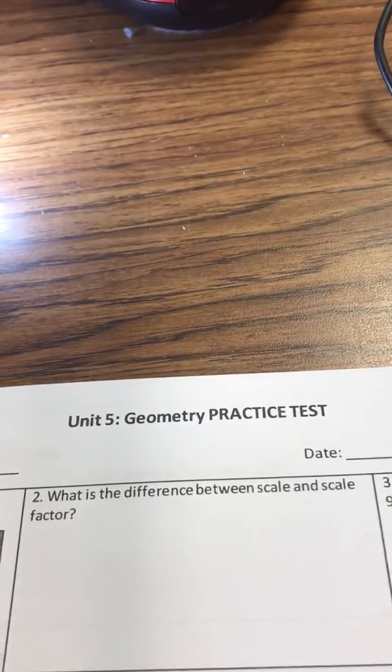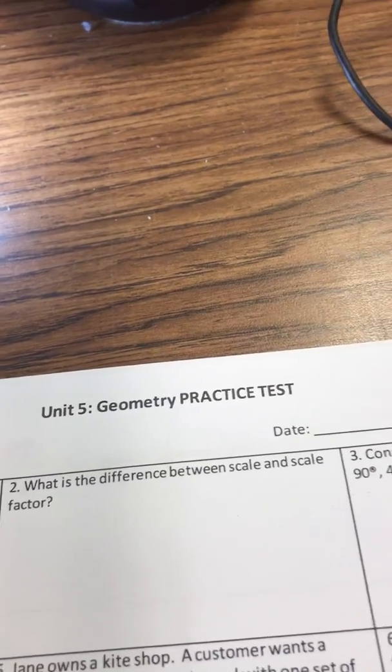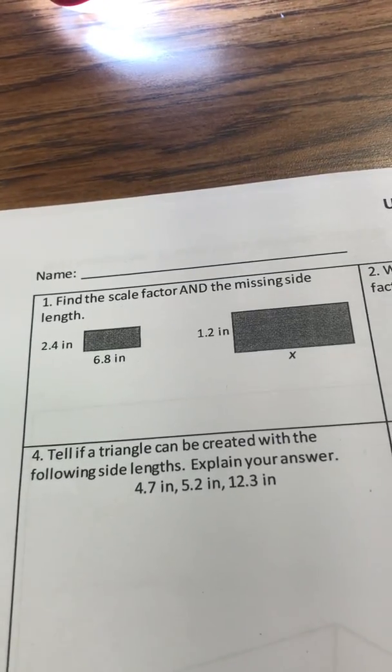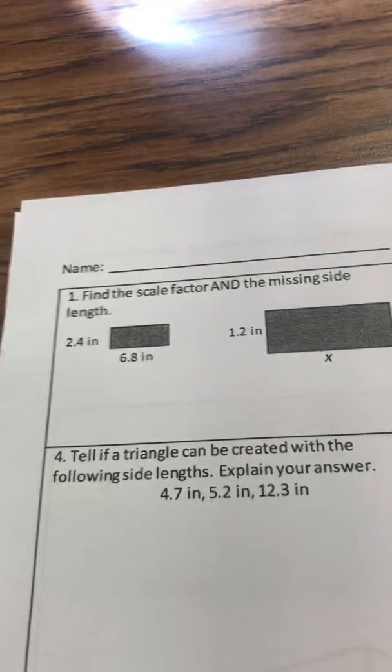This is the Unit 5 Geometry Practice Test answer key. Number 1, find the scale factor and the missing side length.